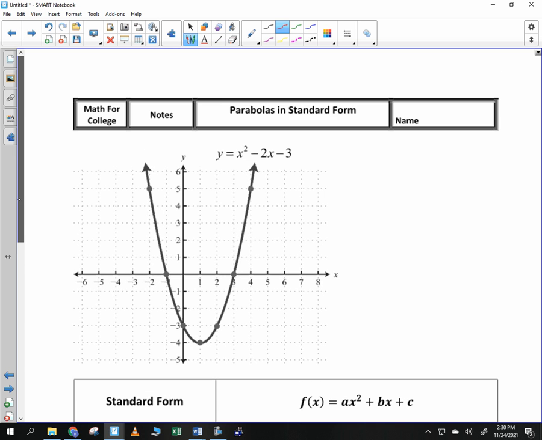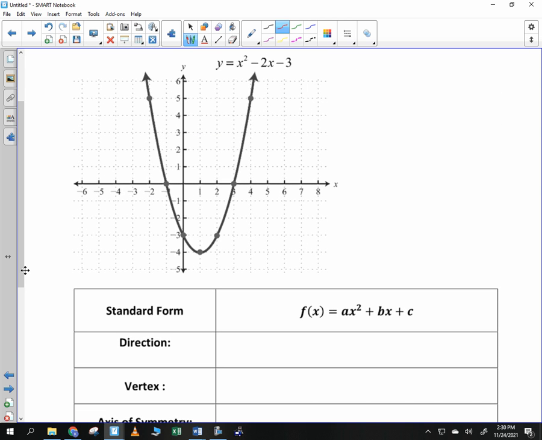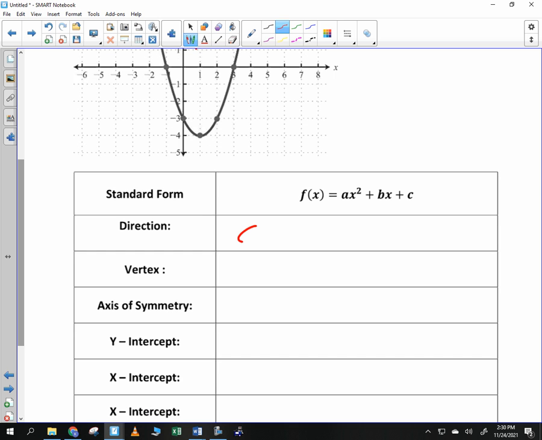Today we want to talk about parabolas. Parabolas have some important features about them. This one goes up. Anybody know how I determine whether or not a parabola goes up or goes down? Yeah, if A is positive, that front coefficient is positive, it goes up. If A is negative, it goes down.